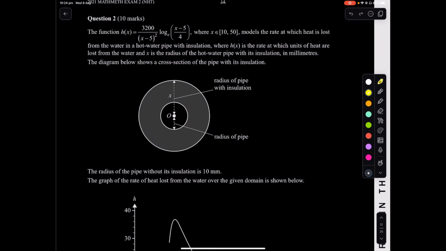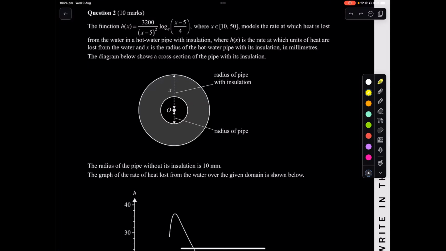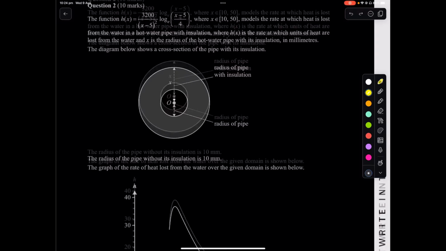Question 2. So the function h of x is this, where x is from 0 to 50, models the rate at which heat is lost from water in a hot water pipe with insulation, where h of x is the rate at which the units of heat are lost from the water, and x is the radius. So x is the radius of the hot water pipe with its insulation, in millimeters. The diagram below shows a cross-section of the pipe with its insulation.